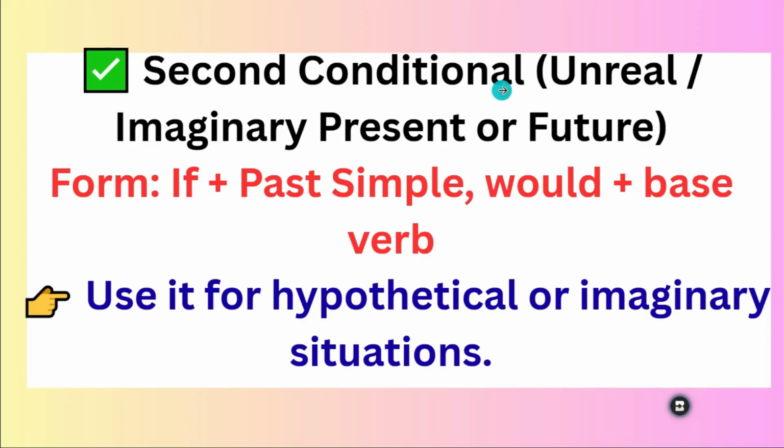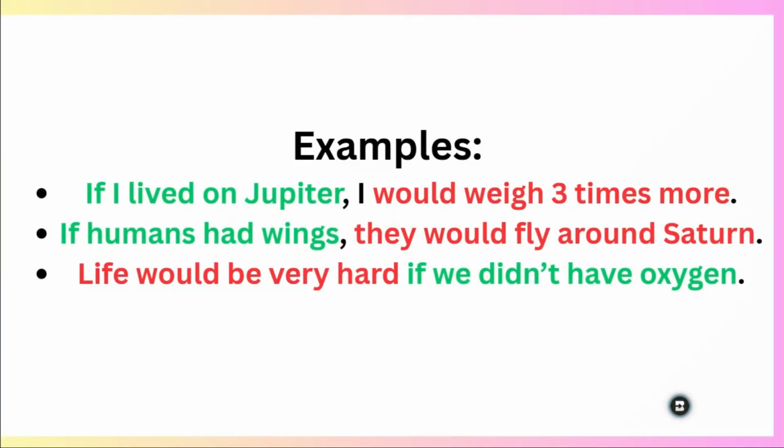The second condition is for present or future, something maybe imaginary. We are talking about something not going to happen, but it's an imagination or hypothetical thing that is not real. The form is "if" plus the past simple, and the result is "would" plus the base verb, verb 1. So we use it for imaginary or hypothetical situations.